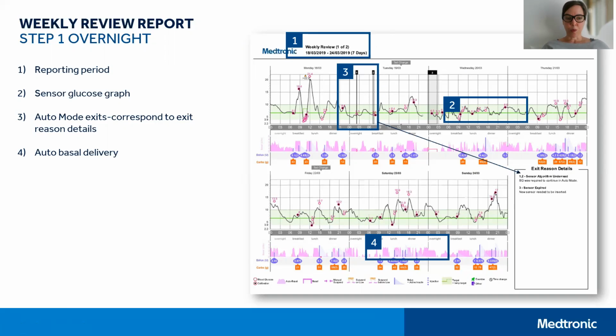In the bottom of each box, you will be given a visual of the auto basal delivery. So that is the pink that you are seeing here, and you can see how different it is for each day of the week. This would represent a bolus wizard event. The carb amounts are outlined in the orange box, and the insulin delivered are the purple droplets.